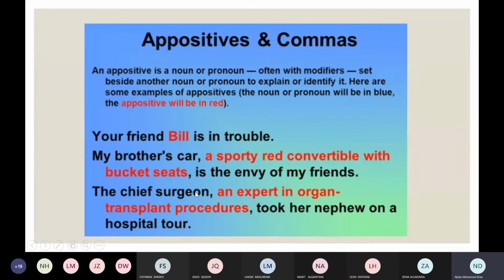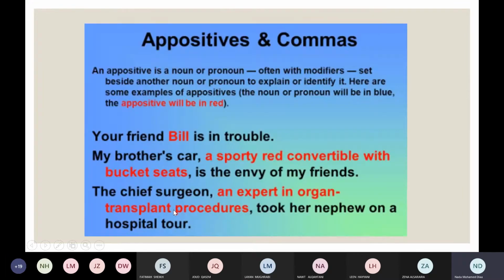The chief surgeon, an expert in organ transplant procedures, took her nephew on a hospital tour. An expert in organ transplant procedures is not important to know. I can say the chief surgeon took her nephew on a hospital tour. So this is non-essential. An appositive phrase can be between two commas. Why? When I cross it out, it's not important.